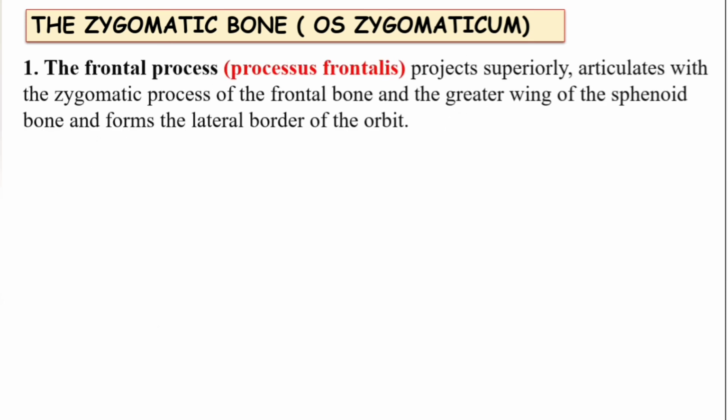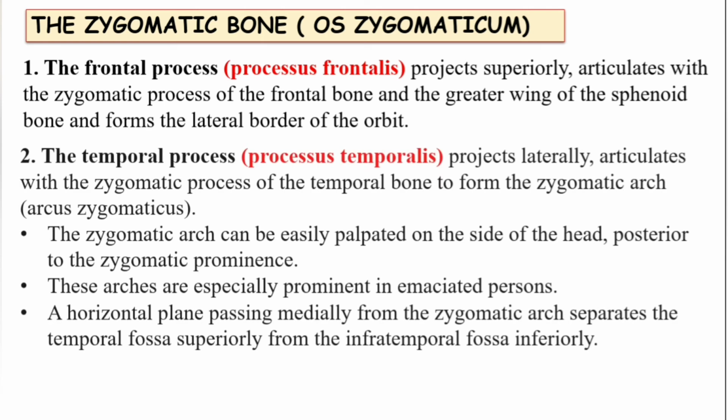The frontal process, processus frontalis, I showed you this. It projects superiorly and articulates with the zygomatic process of the frontal bone and the greater wing of the sphenoid bone. This process forms the lateral border of the orbit also. The second process is the temporal process, processus temporalis. It projects laterally and articulates with the zygomatic process of the temporal bone to form the zygomatic arch.